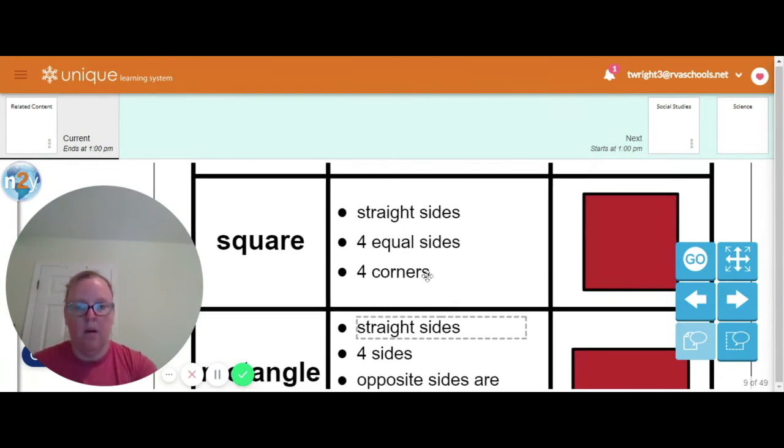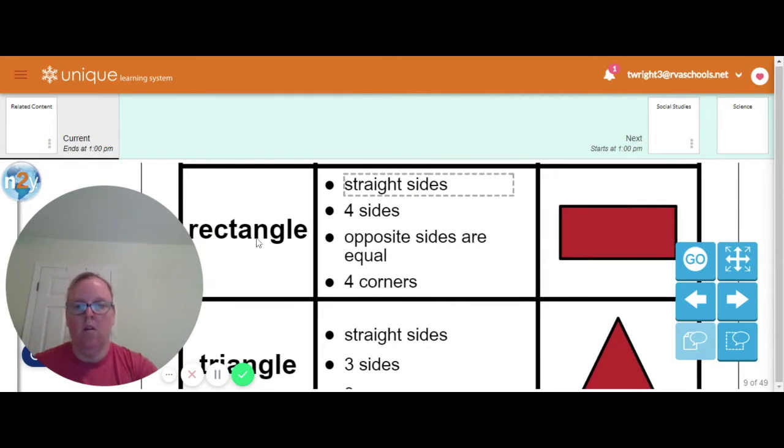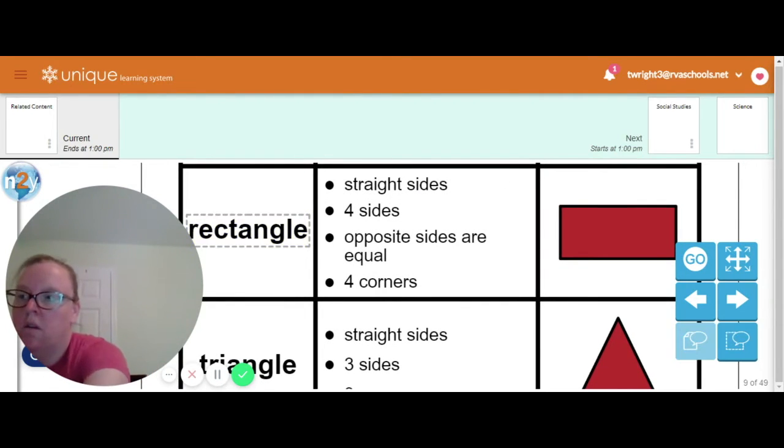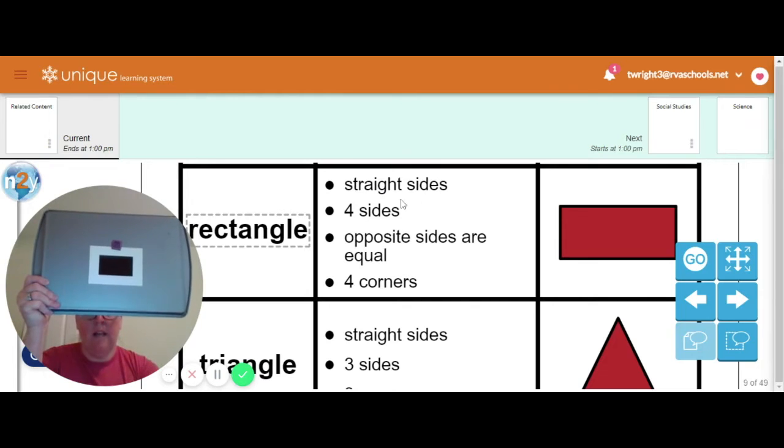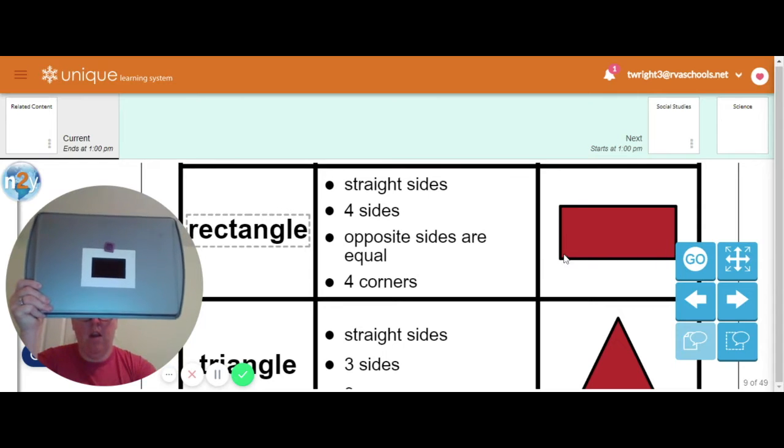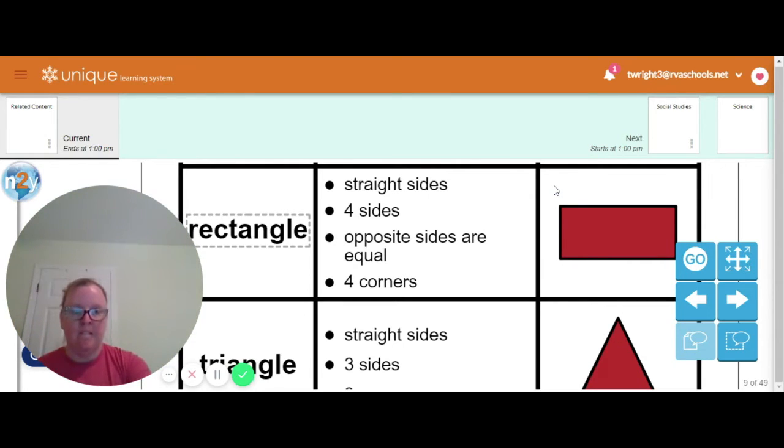Now let's move up and see our rectangle. Rectangle has straight sides. It has four sides too. 1, 2, 3, 4. The opposite sides are equal. So this side and this side are the same length, and this side and this side are the same length. And it has four corners too. 1, 2, 3, 4.